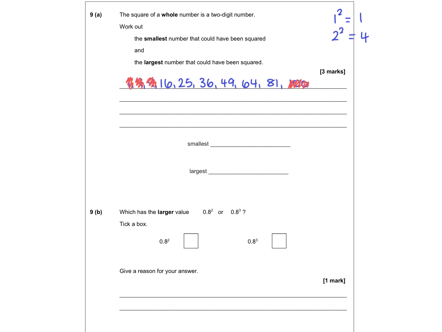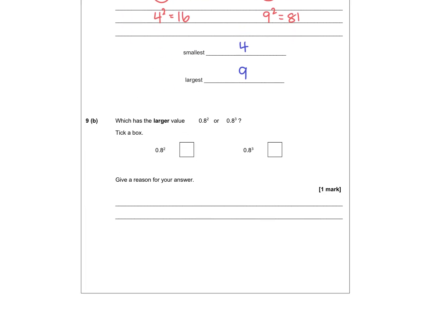Work out the smallest number that could have been squared, so that would be whatever gives us 16, and the largest number that could have been squared, which is going to give us 81. Well, 4 squared is 16, and 9 squared is 81. So the smallest number that could have been squared would be 4, and the largest number that can be squared is 9.